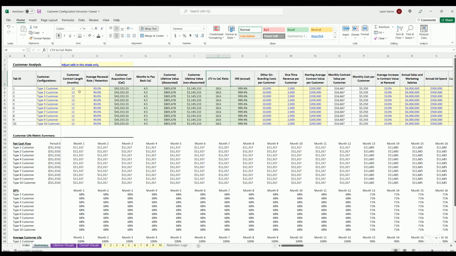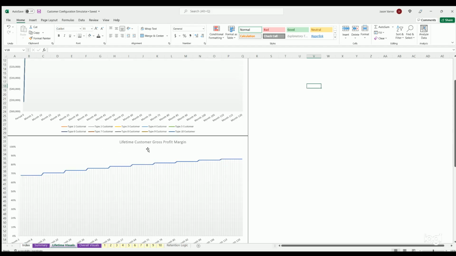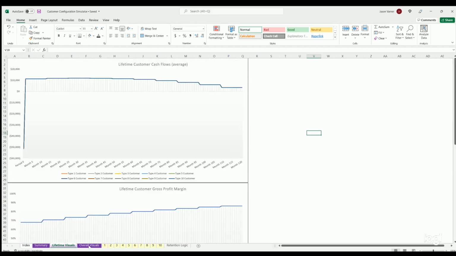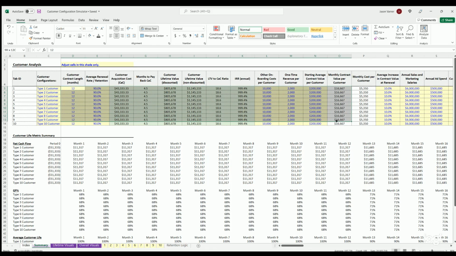And all this is dynamic. If you change these values, everything will change. And then we have lifetime visuals, which show each customer type, lifetime customer cash flows, lifetime customer gross profit margin, and average customer life, which is retention. The best visuals of all, right here. Look at these really cool looking charts. These are for the main metrics that are pulling from what you see in these tables here.